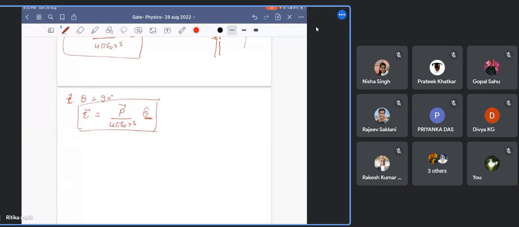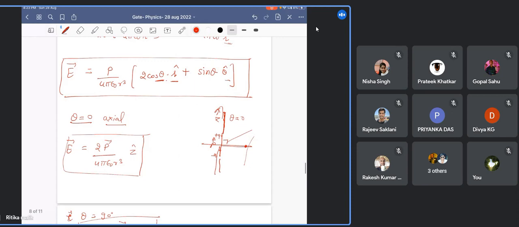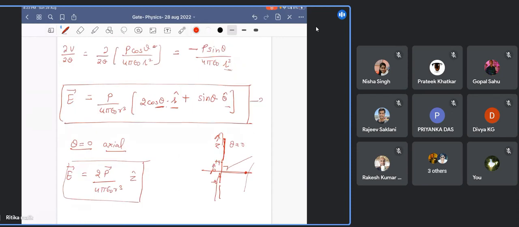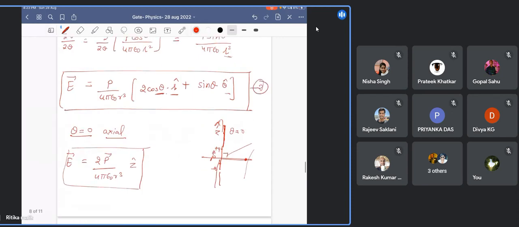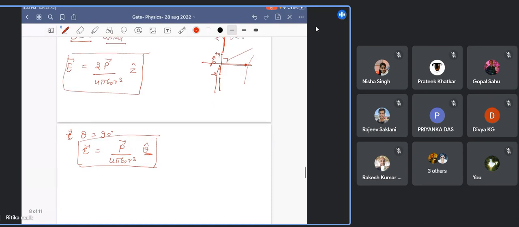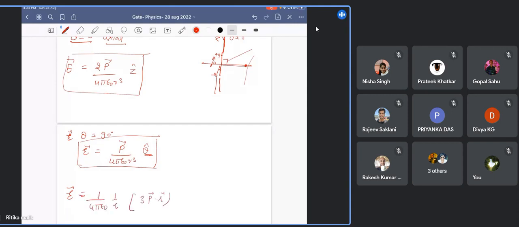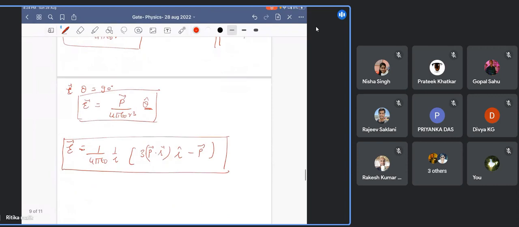Now, there is also a way we can write this equation, which is equation 2, in coordinate free form, if you do not want to write in spherical polar coordinates. So you can always write the electric field as 1 upon 4 pi epsilon naught, 1 by r cube, times 3 p vector dot r cap, in the r cap direction, minus p vector. This is not generally used, but it is also possible.